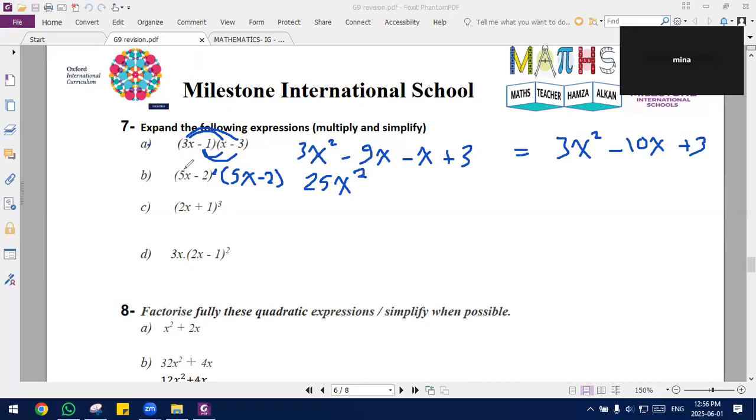Okay, then. Look, you did 5x times this. Now 5x times minus 2, which is minus 10x. Then you do minus 2 times 5x, which is minus 10x. And then minus 2 times minus 2, which is plus 4. Now, can you simplify? Yeah. Minus 10x and minus 10x, which is minus 20x.